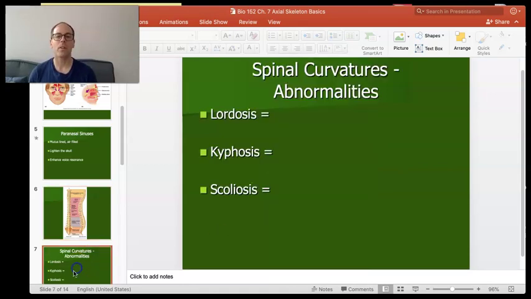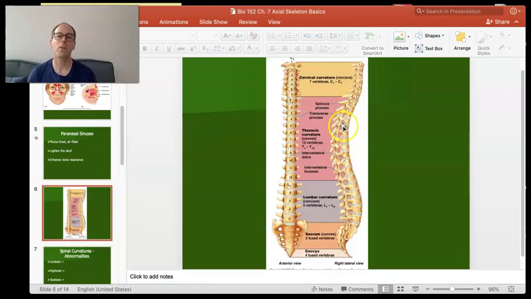Now, the other type of curvature here is called kyphosis. Kyphosis is over-curvature in the thoracic vertebrae. So if you look back here, if you over-curve here, what happens is the shoulders go forward, and that's sometimes known as hunchback.